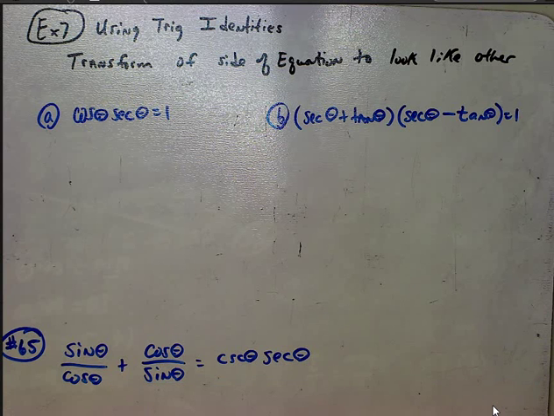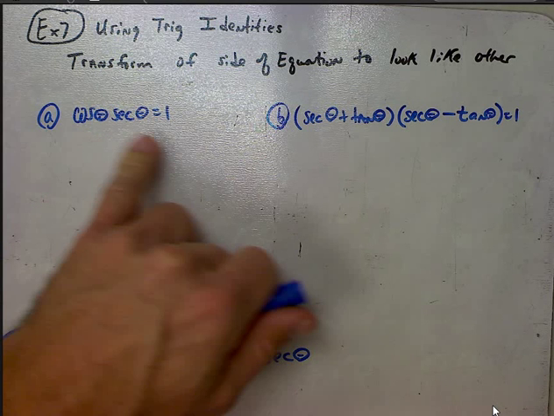Here in example 7, we're going to continue using trig identities. We need to transform one side of the equation to look like the other. So on A, I'm going to try to get this left side and simplify it down to 1.